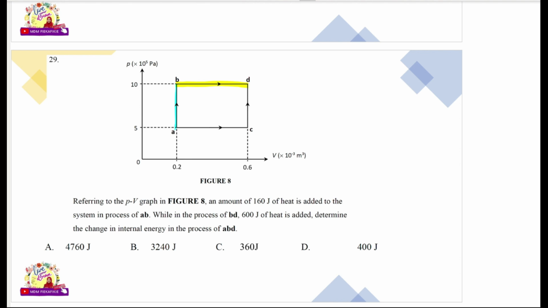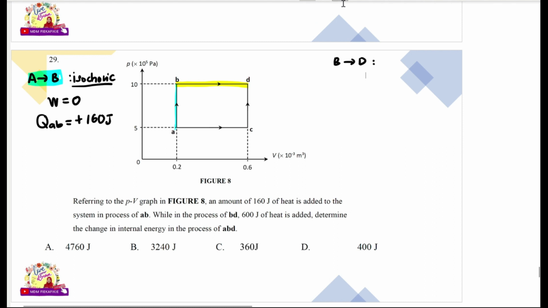Okay, so kita akan buat dulu A to B. Saya akan highlight ni warna kuning, warna biru. Okay, so this one is isochoric. Always remember, constant volume, W is equal to 0. Saya hanya tulis saja dulu. Okay, saya belum baca soalan. Okay, and given that 160 joule heat is added. So positive 160 joule.